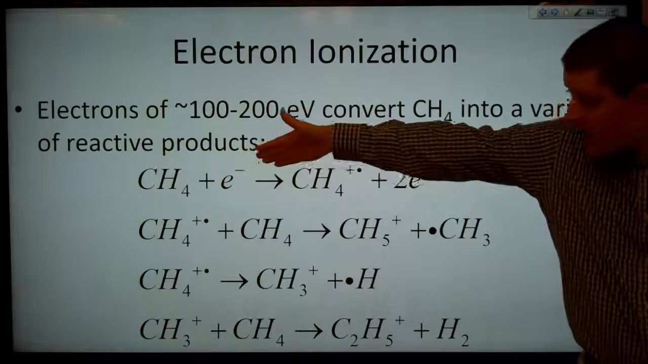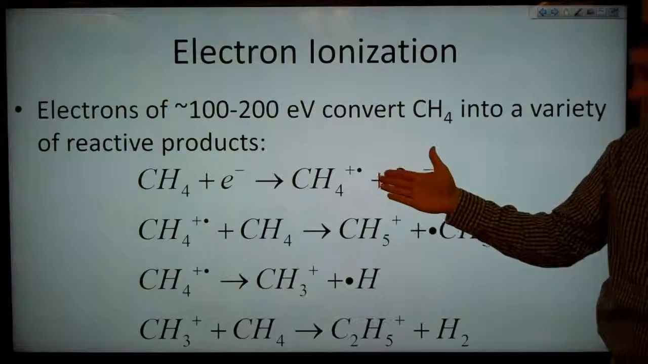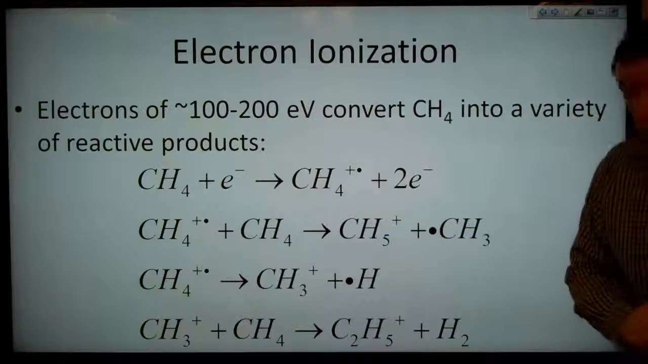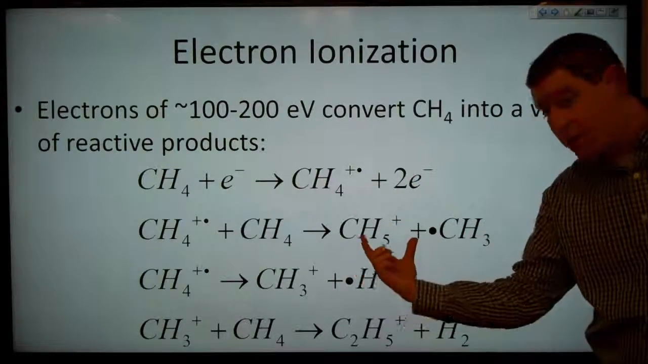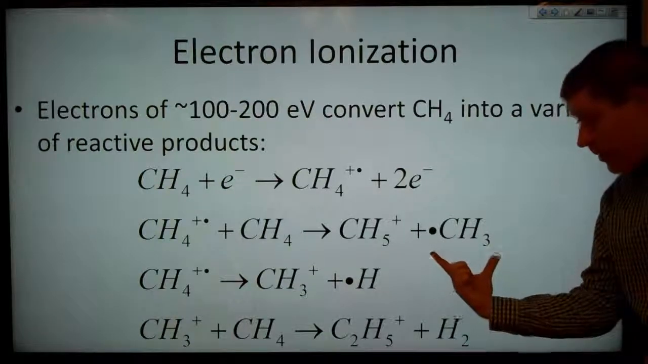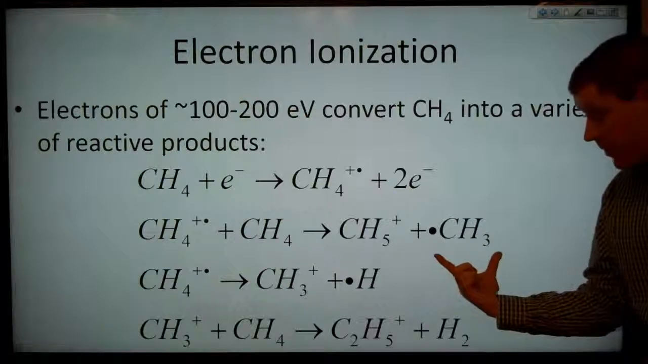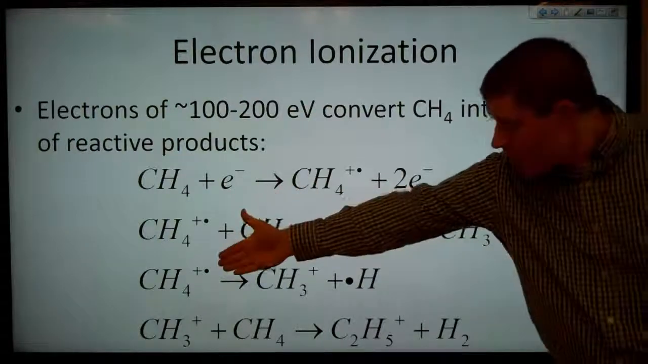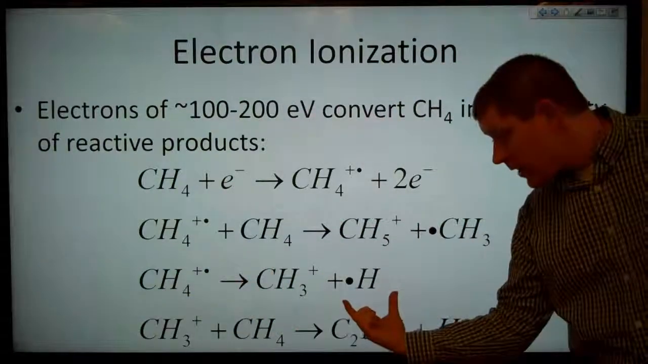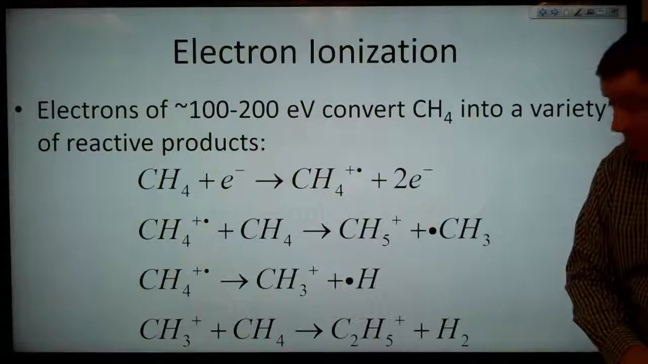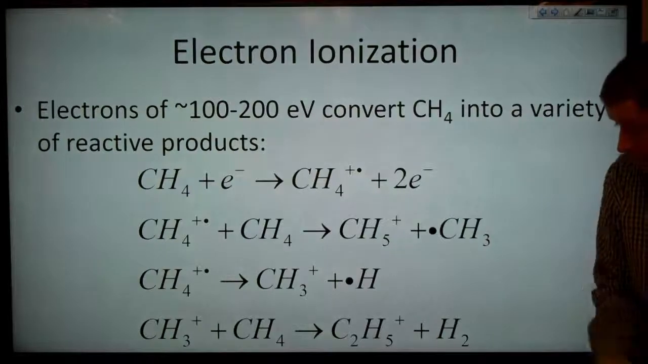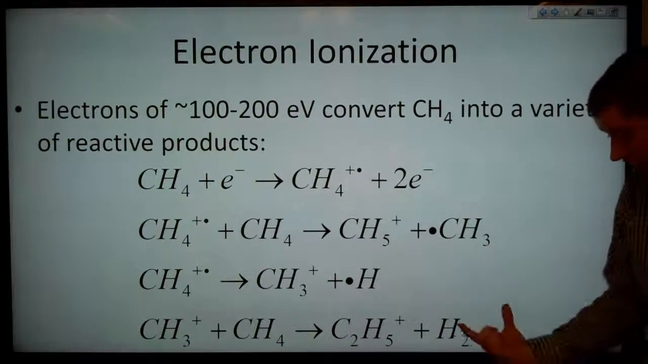So you can see we've got methane reacting with an electron to give us the methane ion and 2 electrons. We can then have that ion react with another methane molecule to give us a CH5 plus ion and now a methyl radical. Note that this methyl radical will not be detected in our mass spectrometer because it's a neutral species. We can have our methane ion that we created up here split apart and give us a hydrogen radical and a CH3 group. We can then have that CH3 group react with another methane to give us C2H5 and hydrogen.